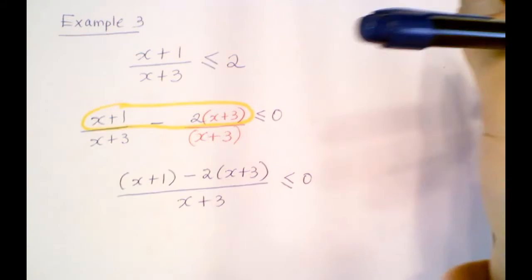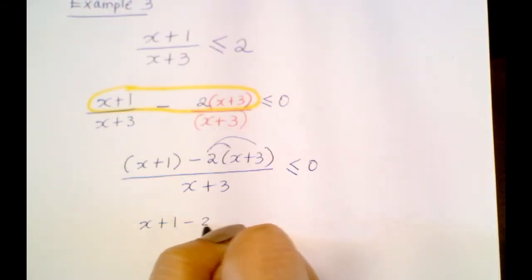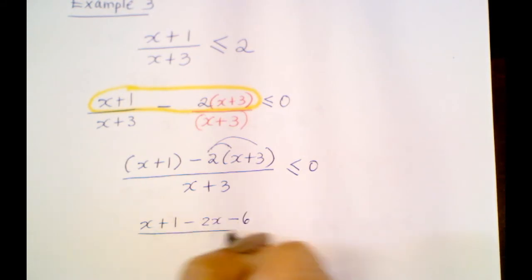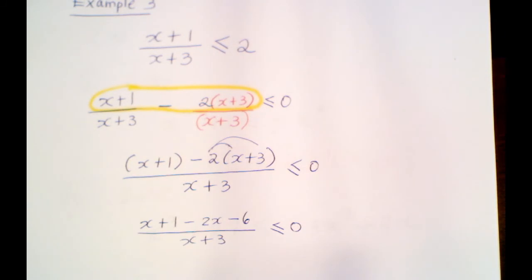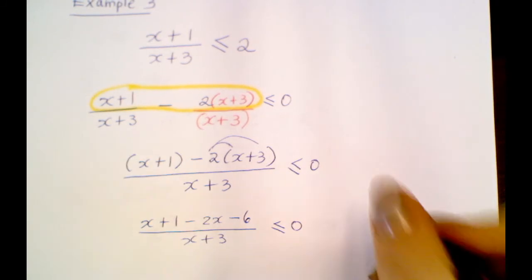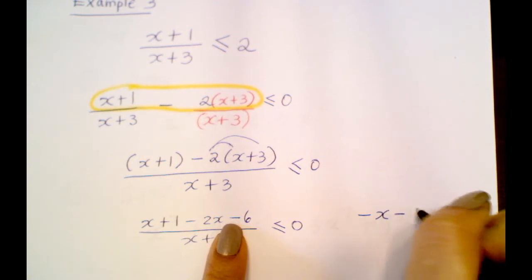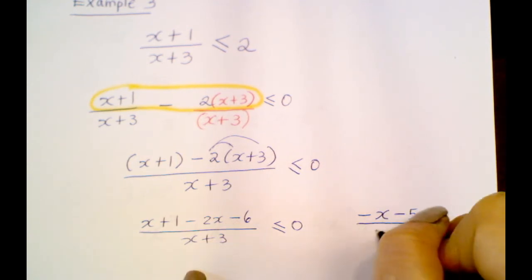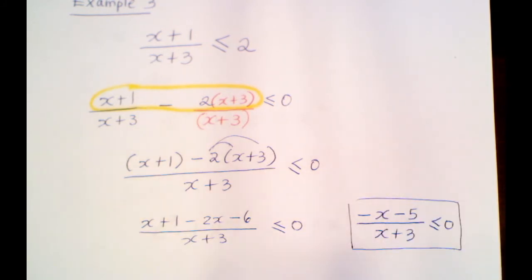All right, let's keep going. Distribute the negative 2. I will get x + 1 minus 2x minus 6, all over x + 3, is less than or equal to 0. Almost done. Let's go ahead and combine the like terms. x minus 2x will give us negative 1x, and then 1 minus 6 will give us minus 5. The denominator is still x + 3, and it's less than or equal to 0. You know that's not the final answer, but we did some hard work to get there.